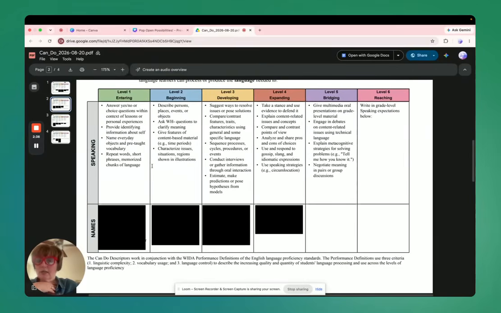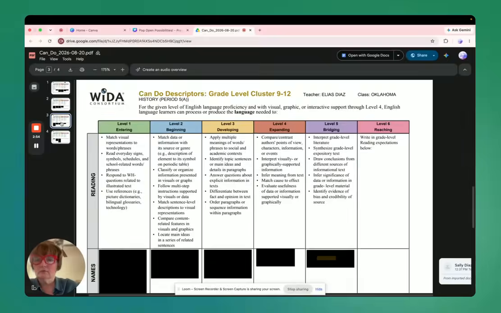Oh, well, look at here, my speaking. Literally flip the chart. Look at all these kids that are in this entering level, this beginning level. And here is this beginning level for my speaking. That's something I probably need to take note of. Let me go on to the next one.